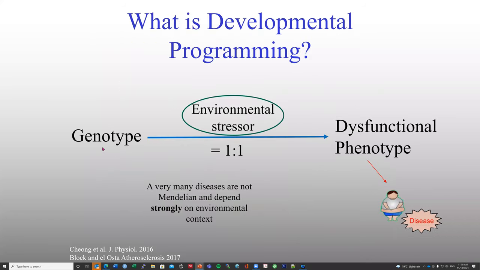So again, we've got the same diagram. You've got the genotype going to a phenotype. It's not a one-to-one correspondence, and you have these environmental stresses which lead to a dysfunctional phenotype and disease. And very many diseases are not Mendelian, and they depend strongly on environmental context. So this is a really important area of investigation in the medical domain.